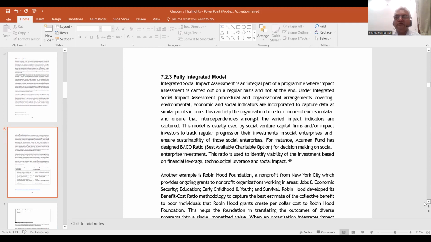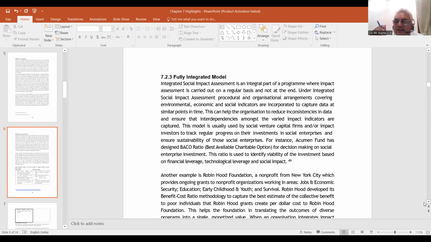Now, so this was the second model. First, outsourcing. Second, partnership. Third is fully integrated. Integrated means it is internally built in. Integrated social impact assessment is an integral part of a program where impact assessment is carried out on a regular basis. Okay? So regularly feedback forms are there. Suppose you are doing some skill development program. So the participants who are undergoing this training, on a periodical basis, they are required to share their feedback. So it is some sort of inbuilt process. So it is an integral part.